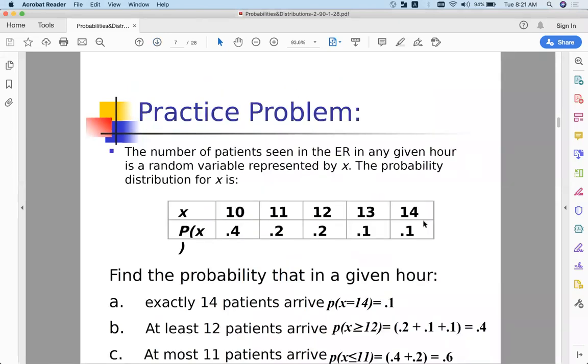Now let's solve one problem together. I'll give 2-3 minutes for everyone to read this particular problem.